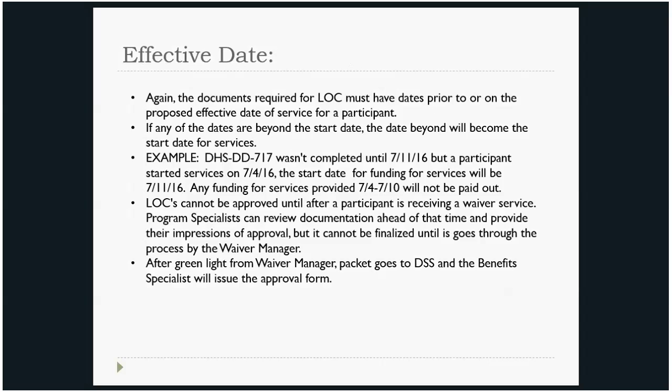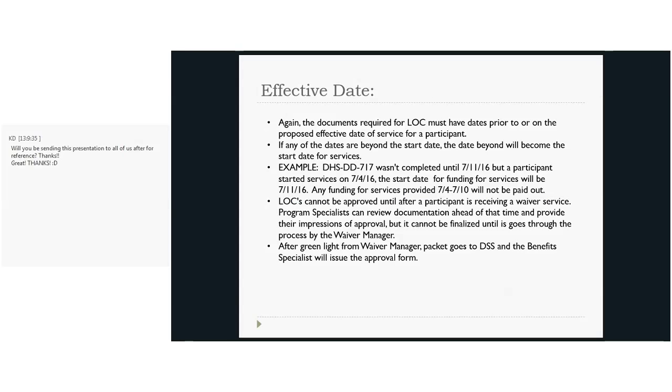Okay, so documents for the level of care must have dates prior to or on the proposed effective date of service for a participant. I've hit on this multiple times throughout this presentation, but it is a very crucial step. An example, that 717 that I mentioned right here, here's some tangible dates to look at. They started on 7/4, the form wasn't completed until 7/11. The 7/4 to 7/10 won't be able to be paid out.